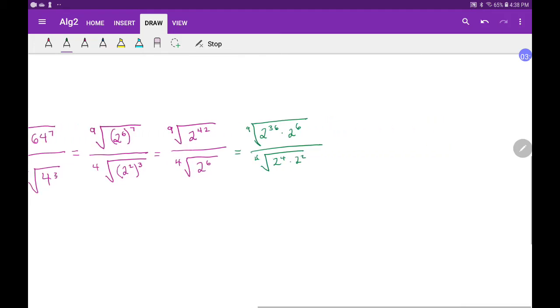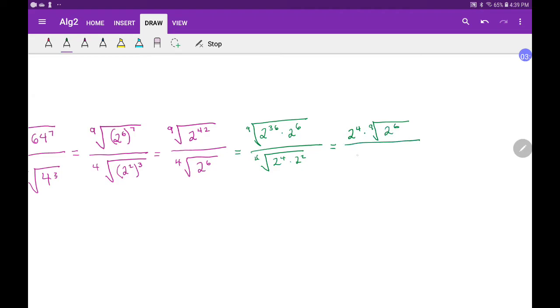Now, how many groups of 9 do I have with the 2 to the 36? There's 4 groups. And for every single group of 9, I get to take 1 out. So what I now have is 2 to the fourth. Inside, that looks like 2 to the 36th. But on the outside, it's 2 to the fourth. And what's left inside? Well, those 6. They don't make up a group of 9, so they have to stay inside.